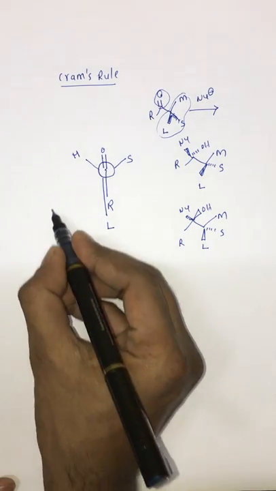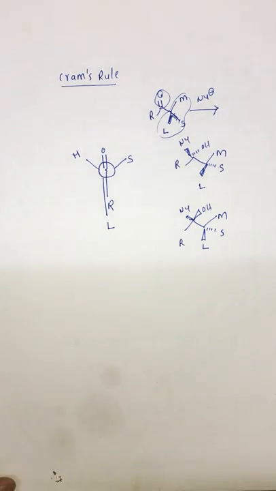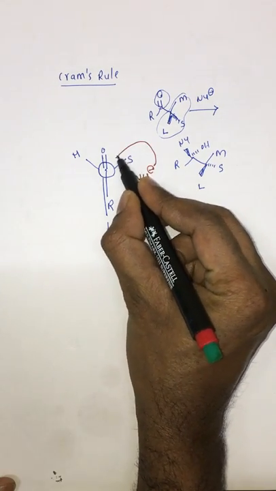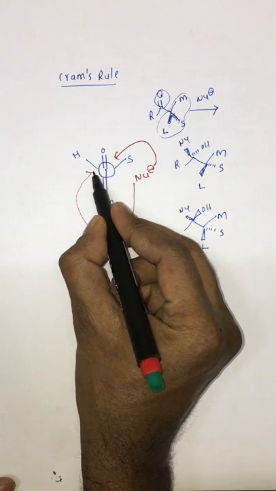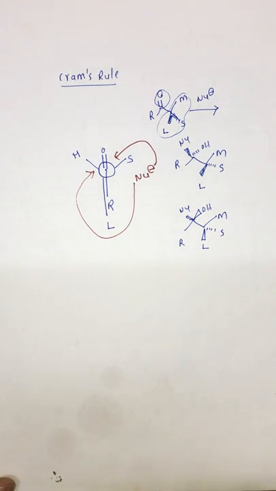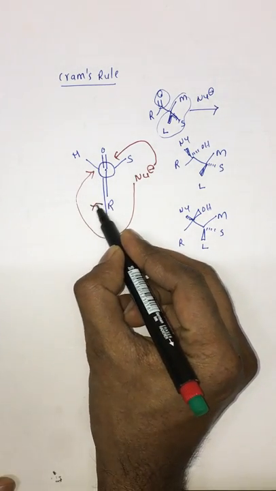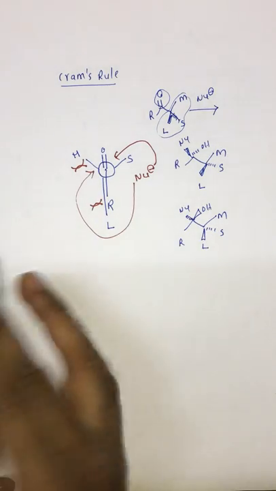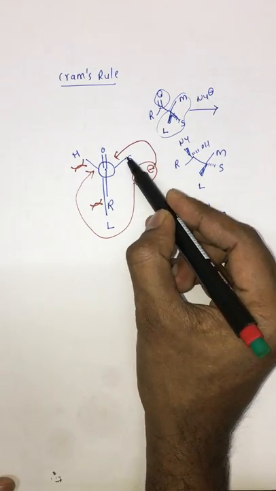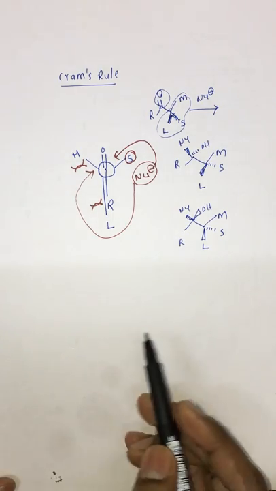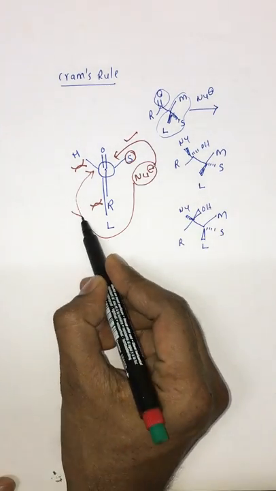Now we have a nucleophile approach. Here the nucleophile can approach from this direction or from this direction. Which one will be favorable, we need to see. In this approach, we have a large group as well as a medium group, so there will be repulsions, whereas in this case there are no serious repulsions because only the small group is there. So this kind of approach is favorable over this kind of approach.